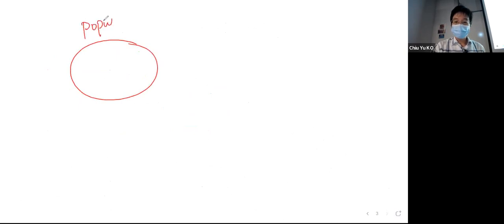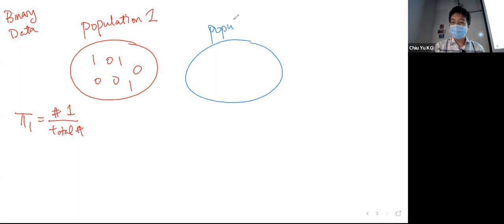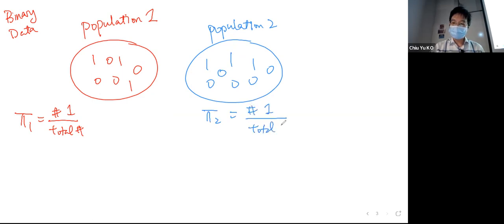The first thing we want to do is look at, again, maybe I use the red color, population 1. Basically, we talk about binary data, the yes or no, so just a bunch of 0 and 1. 1 means they like, 0 they don't like. So when you say pi 1, it's just the number of 1 over the total number, the proportion of people who like the cat. Population 2 is also a bunch of 1 and 0, and 1 means they like it. It's just the number of 1 over the total number.